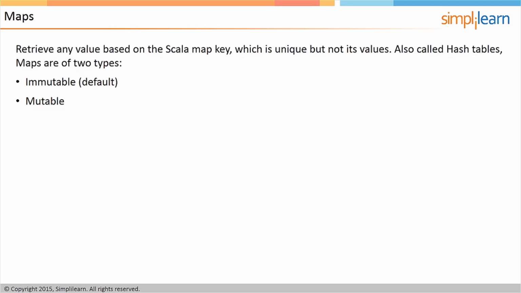As discussed, maps represent a collection of key/value pairs. You can retrieve any value based on the Scala map key. These keys are unique, however, values need not be unique. Also called hash tables, maps are of two types, the immutable and the mutable. Scala uses the immutable maps by default.